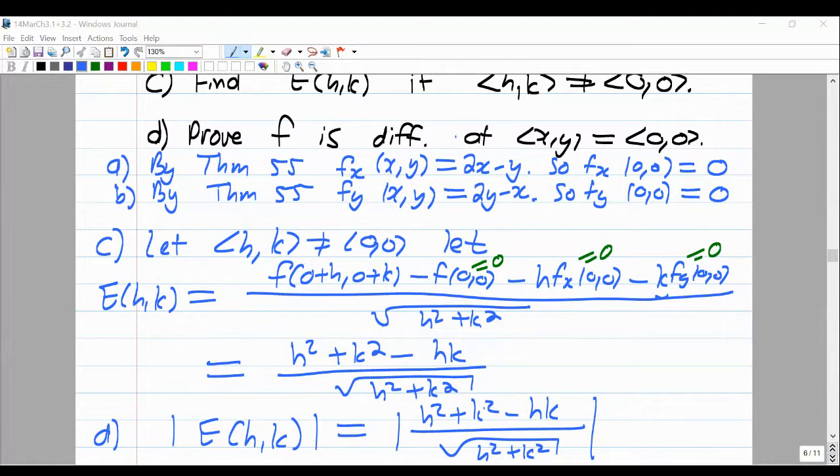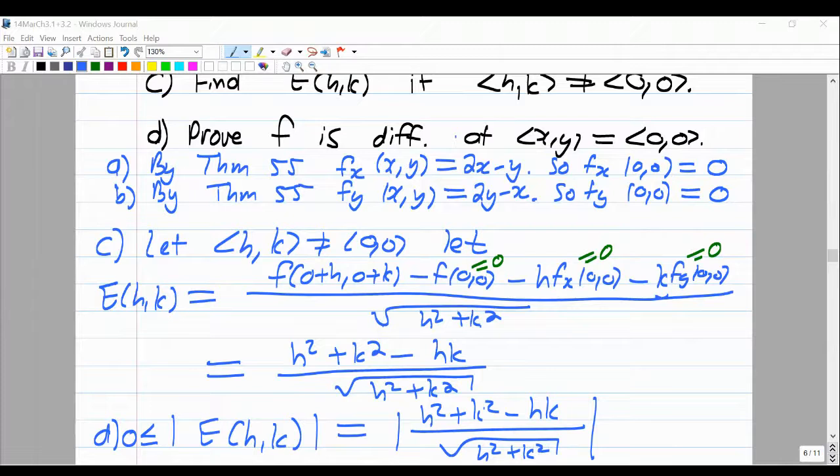Now, I told you guys we're going to use the squeeze theorem. So when we use the squeeze theorem, we need what, ladies and gentlemen? A bottom function and a top function. What is the bottom function? Can I get a smiley face that you guys all agree that the absolute value of E is greater or equal to zero? All right, that's good.